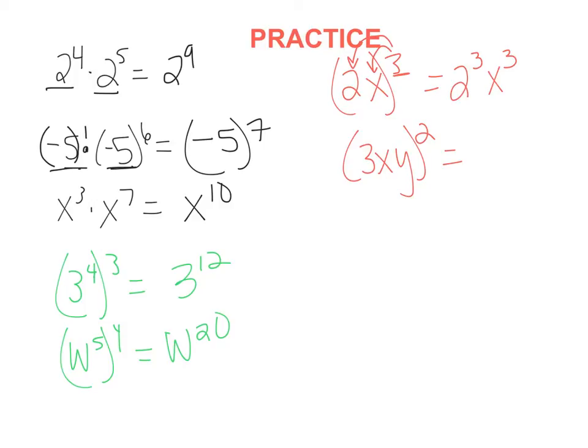For our second example, we're going to take our exponent of 2 and we're going to apply it to our base of y, our base of x, and our base of 3. So this becomes 3 to the 2nd power, x to the 2nd power, and y to the 2nd power.